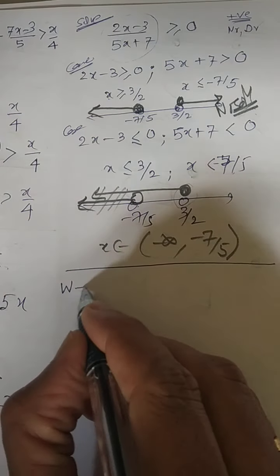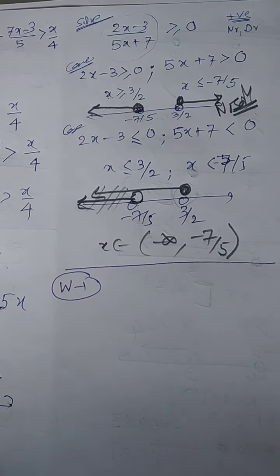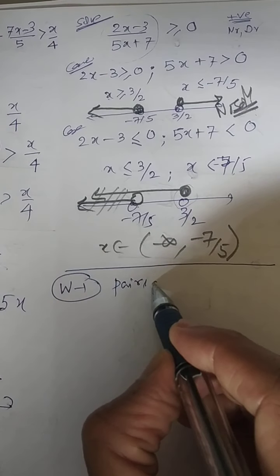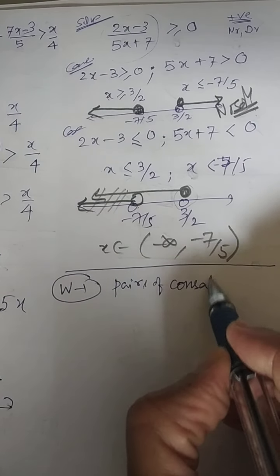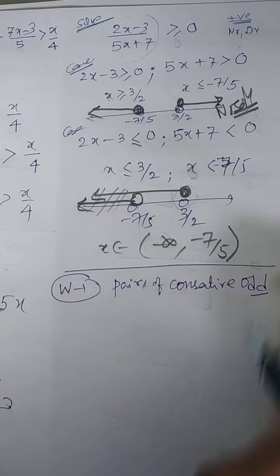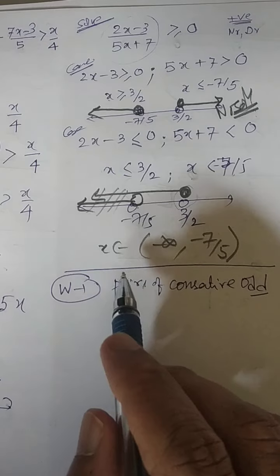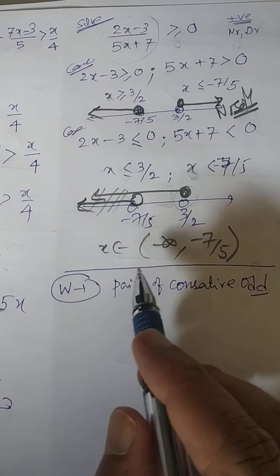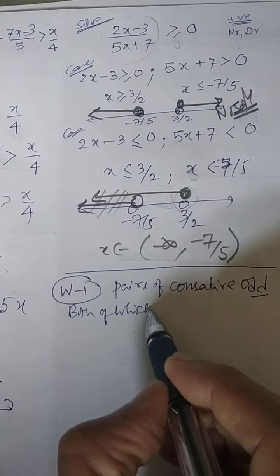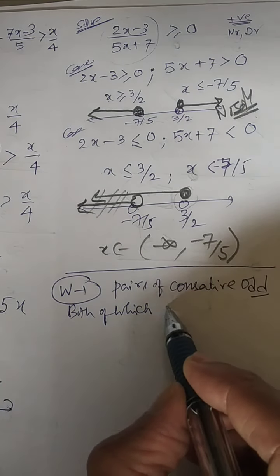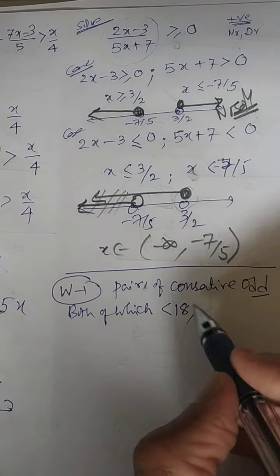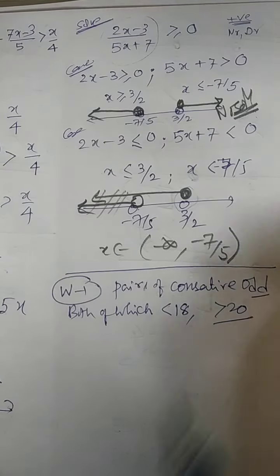Now sometimes you will get word problems of this type also. Consider the first word problem. Find all pairs of consecutive odd numbers, both of which are smaller than 18, but their sum is more than 20.